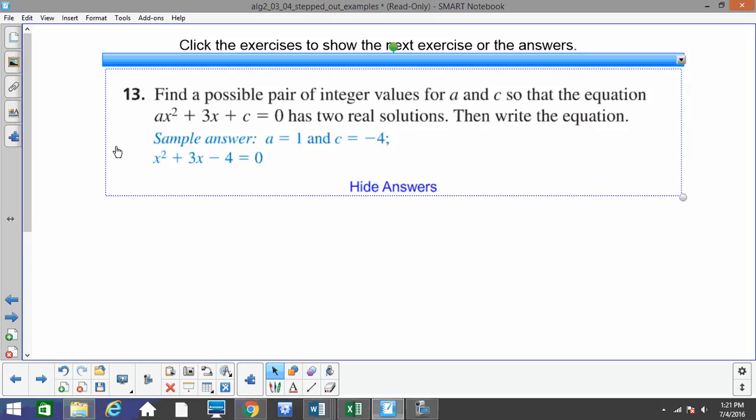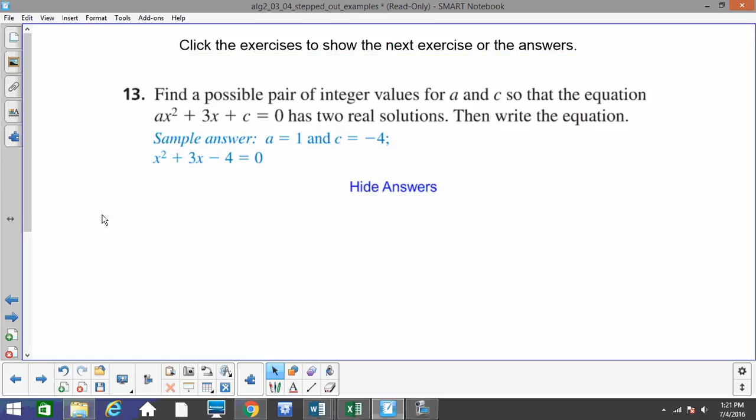On this one possible answer is A equals 1, C equals negative 4. If you need more examples, get on the Big Idea website, look up more examples.